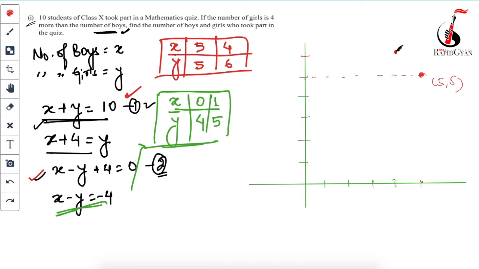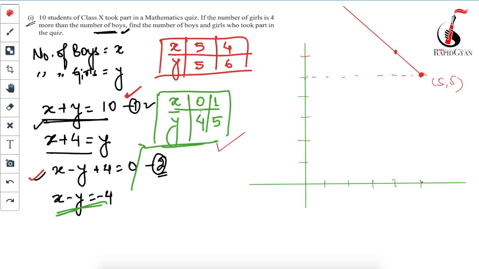Now what we'll have to do, we will have to draw the graph. So how I'm going to draw the graph, hold on. So this is going to be something like this, correct? Now let's do it for the second one.